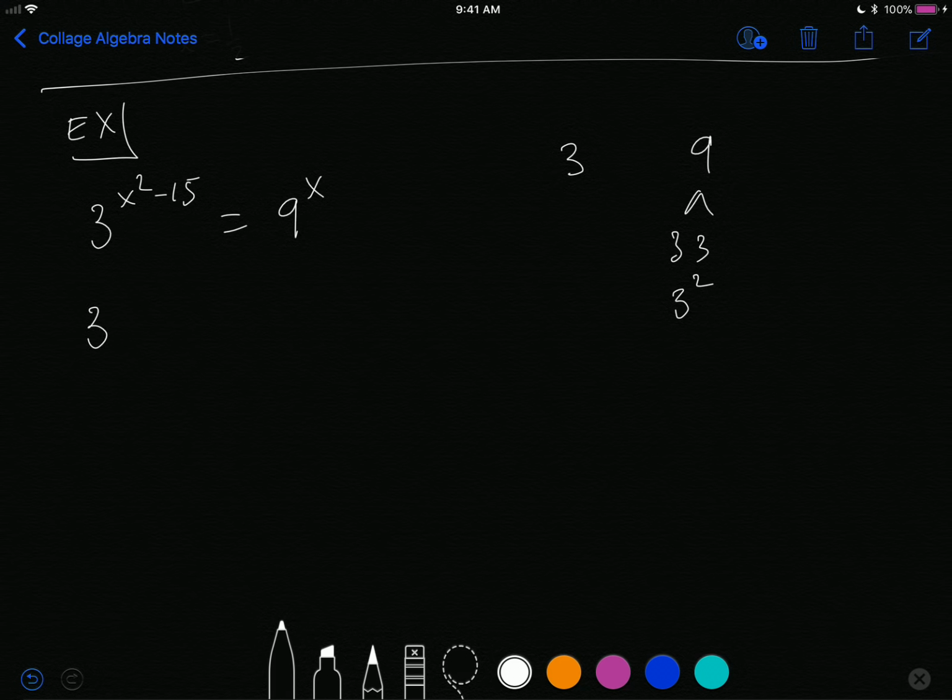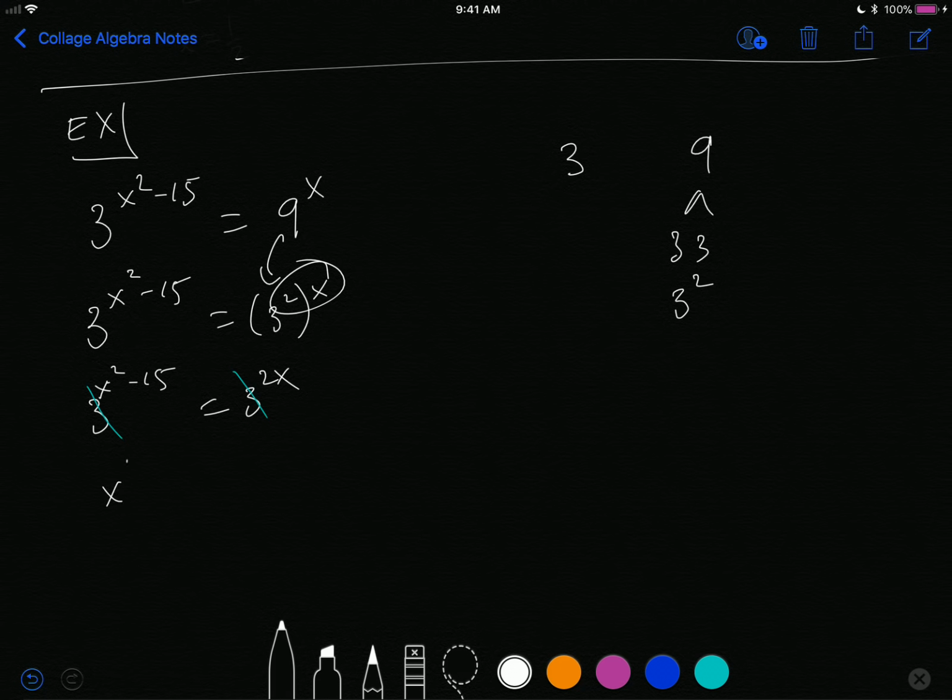And so I have 3 raised to the x squared minus 15 is equal to 3 squared raised to the x. Again, I'm making the bases the same. For all basic exponential equations, this will be true. Multiply these, is equal to 3 to the 2x. I have the same base, so I can cancel the bases.